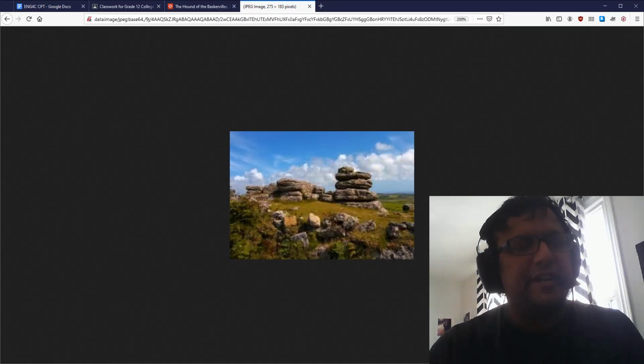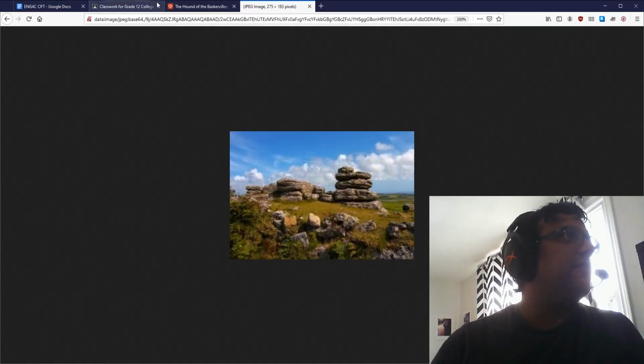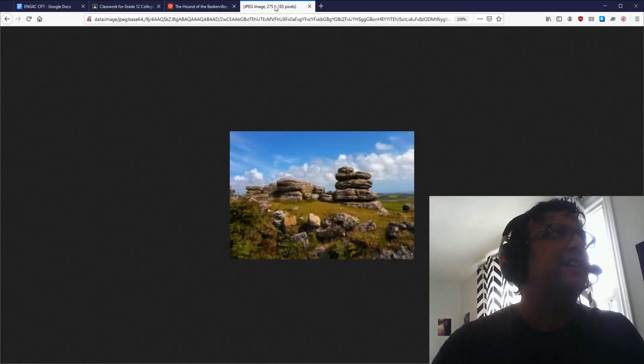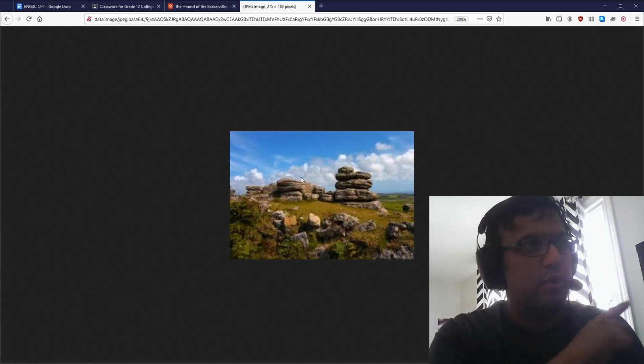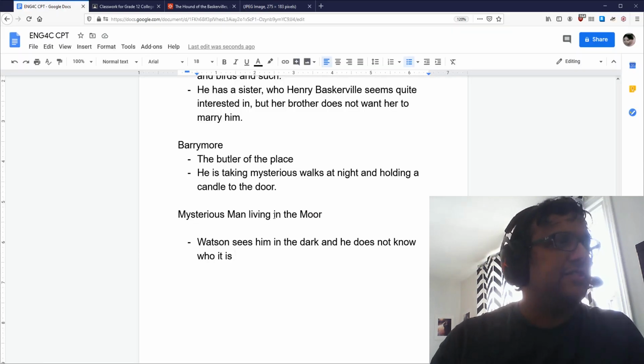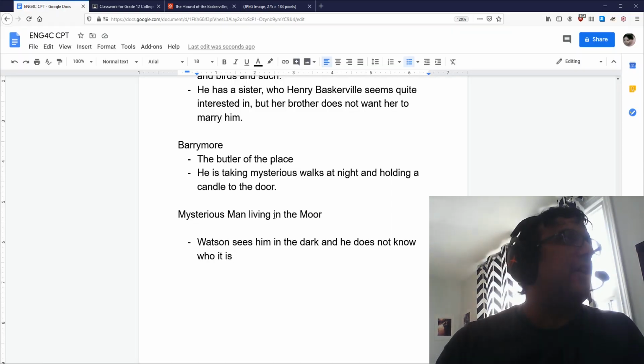A tor, by the way, Tor, right? That one word that Watson used, right? I saw the figure of a man upon the tor, right? That's this, right? A tor is that kind of rock formation type thing, right? So that's what he's talking about. Anyway, there's that mysterious man. We don't know what's going on there, but, well, perhaps we'll find out, right?